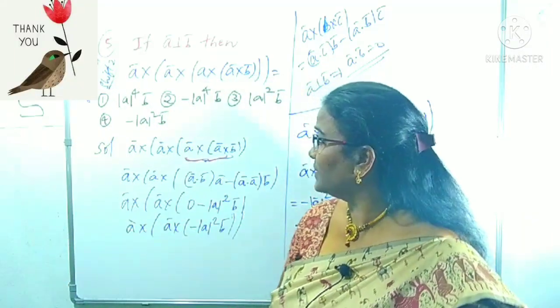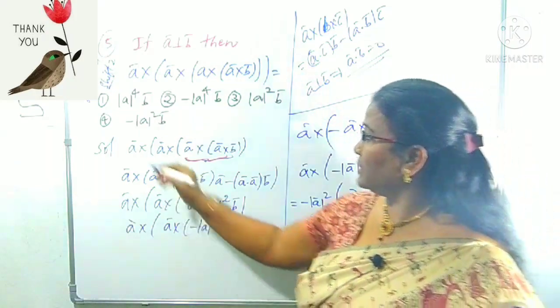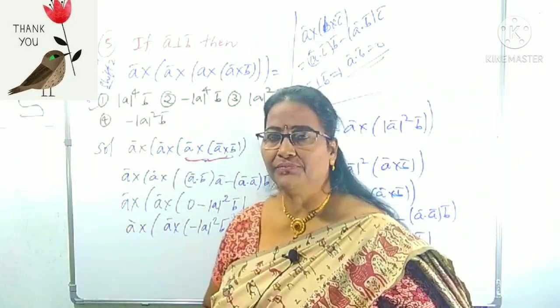Which option is the correct one? Mod A whole power 4 into B bar is clearly the first option.